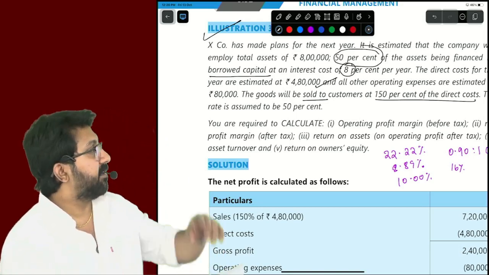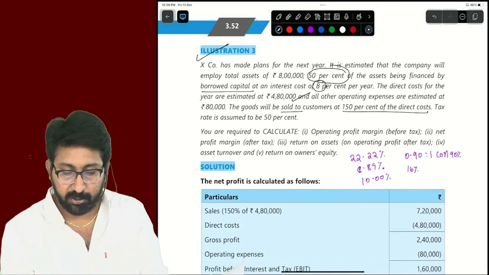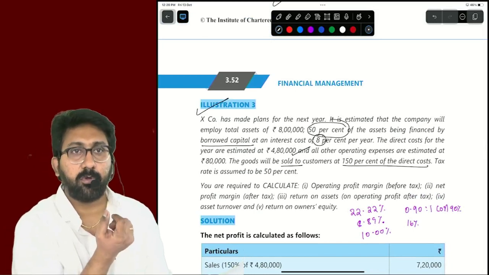Clear? Everyone in the class understood the concept clearly? Yes, sir. Have you all understood? Yes, sir. So thank you very much. Next session we will continue and do the remaining problems.